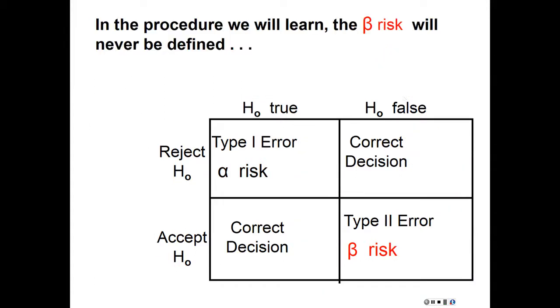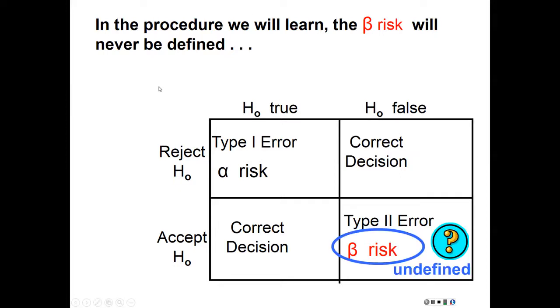In the procedure that we're going to use in this chapter, the beta risk is not defined. It'll never be defined. We don't have a way in this course to be able to define beta and control for beta. We do that in the statistics methods for business class next semester if you are a University of Parallel Business major, but not in this class.